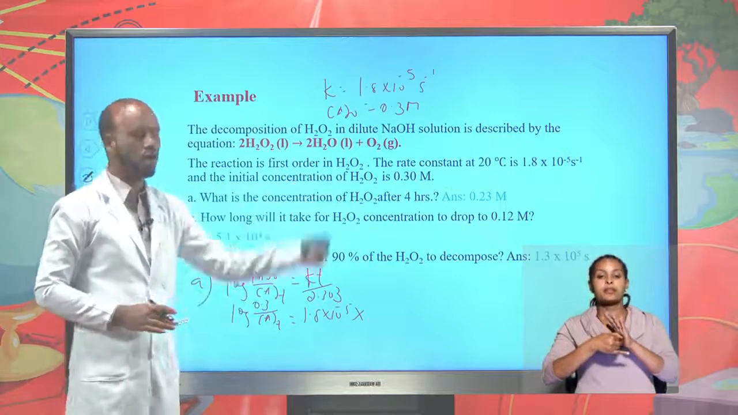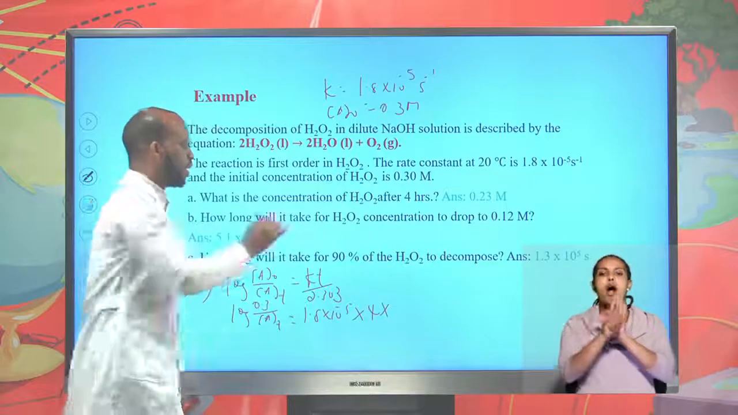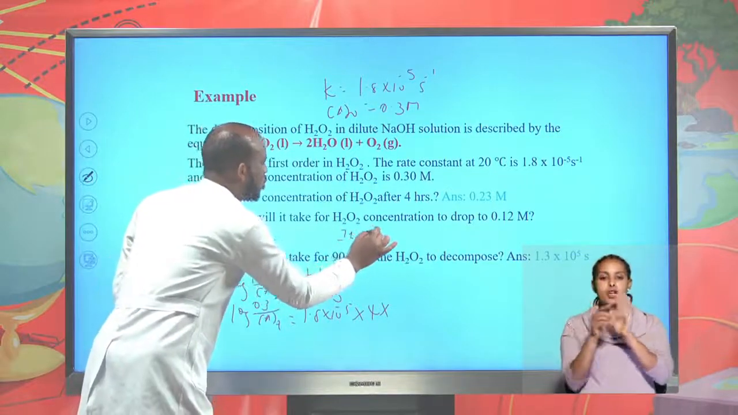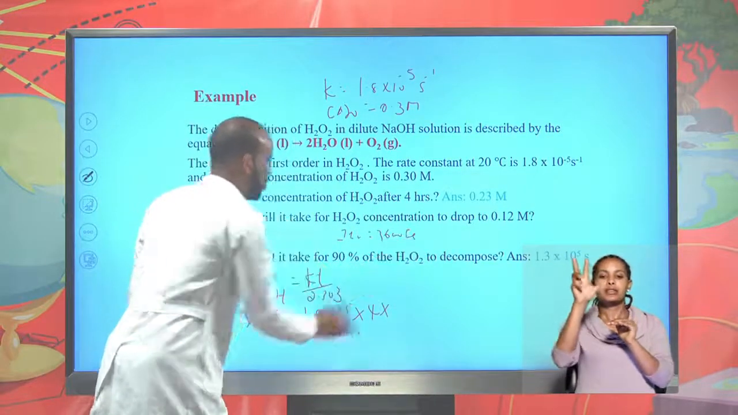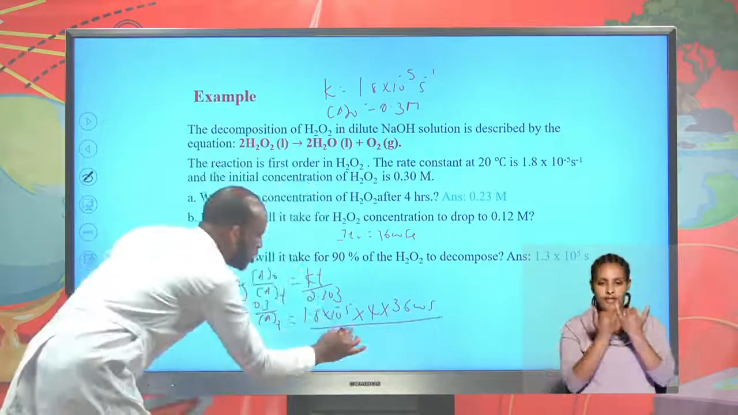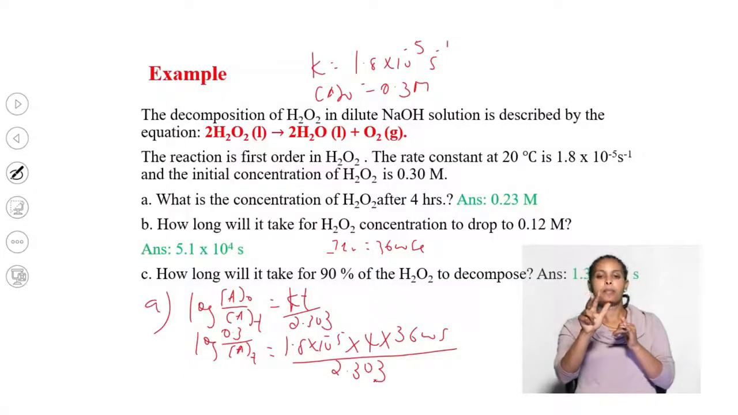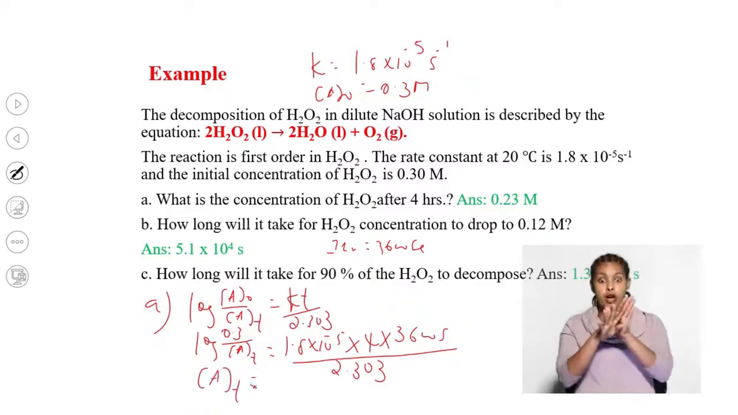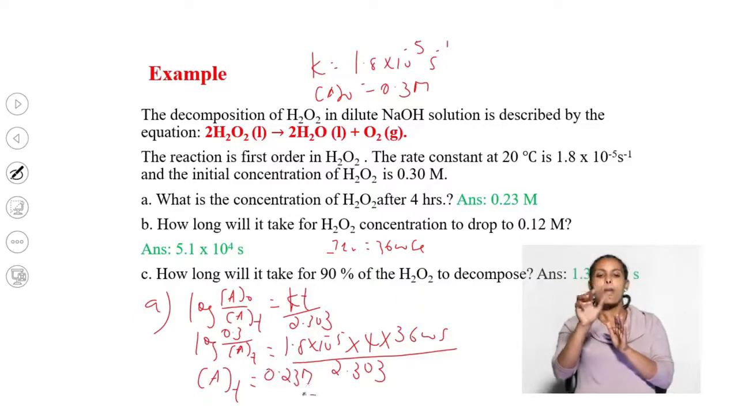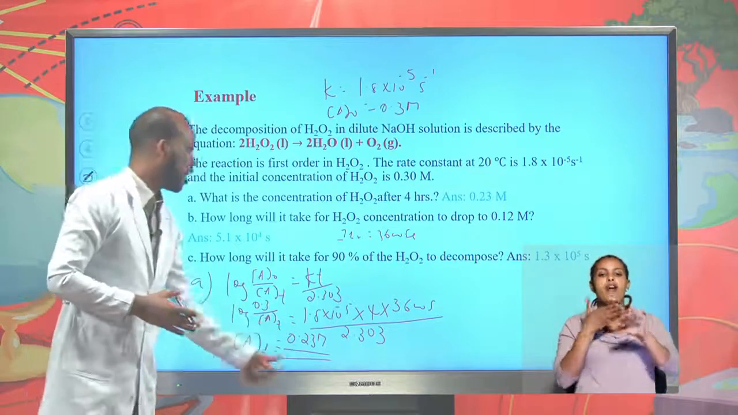The given time is 4 hours. In seconds, that is 4 times 1 hour, and 1 hour equals 3,600 seconds. Therefore, 4 times 3,600 seconds divided by 2.303. Solving for concentration of M, the concentration of M after 4 hours equals 0.23 molar. This is the concentration after 4 hours.